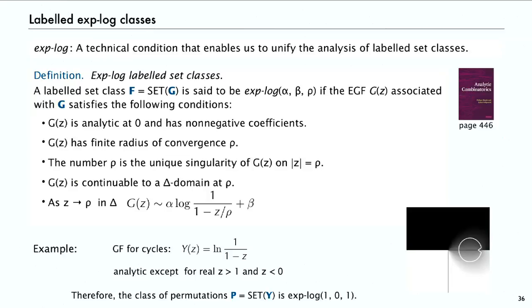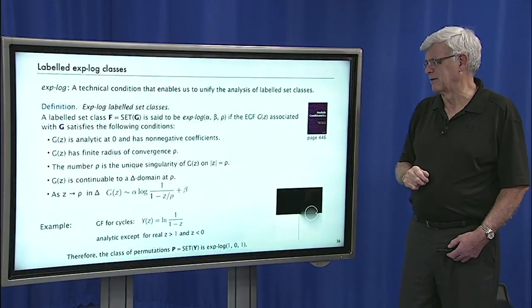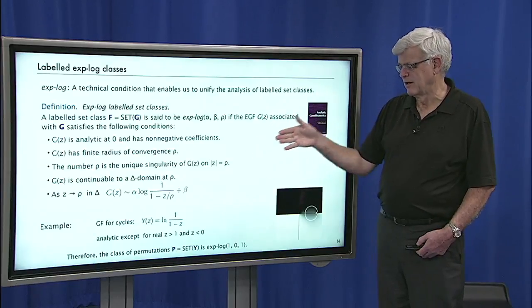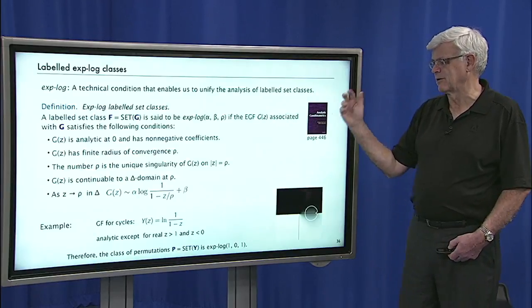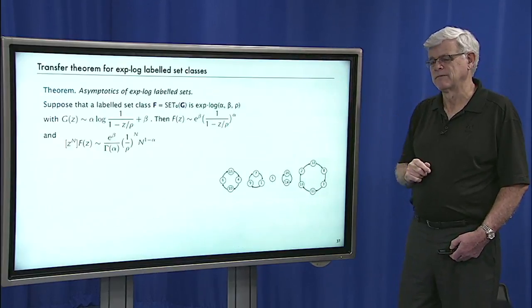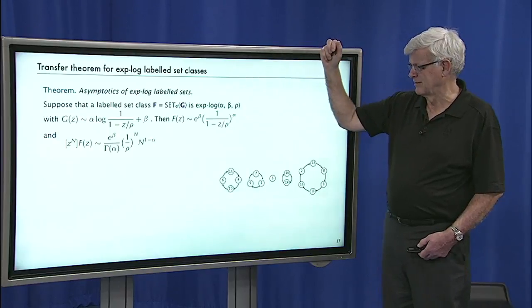So the set of permutations, which is sets of cycles, is xlog of 1/(1-z). And that's an easy one, and then we have more complicated ones. But still plenty of classes where if you can have a set of things that you can approximate with log, then we have a transfer theorem.